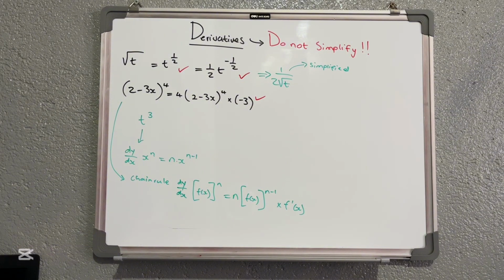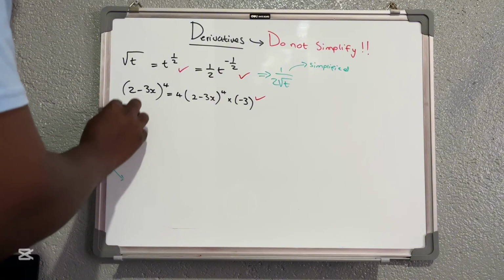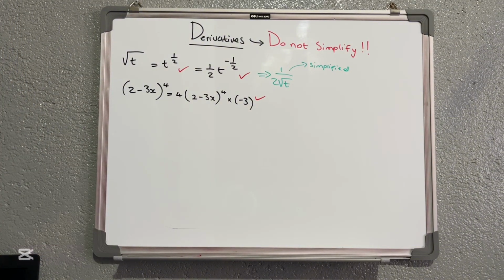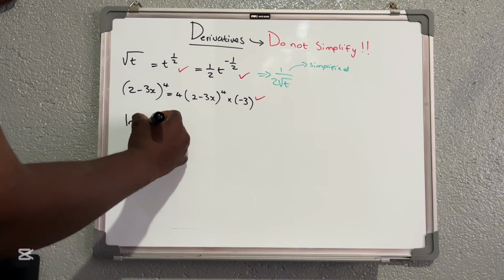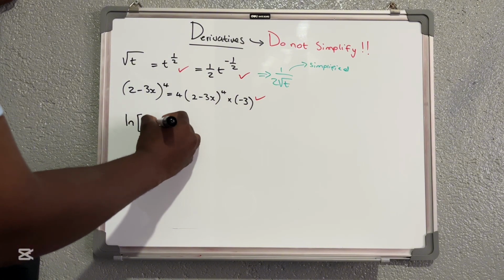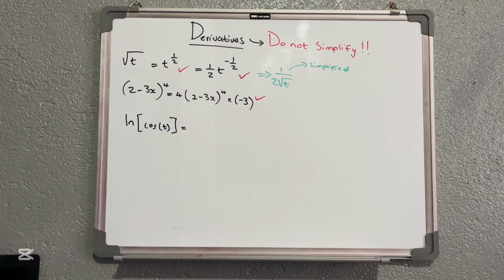So we're going to leave it in this state. Now we're going to be looking at another example. Let's just use one for ln. So we know we have ln of cos of t. Once again you will ask yourself, which rule am I going to use in this instance?